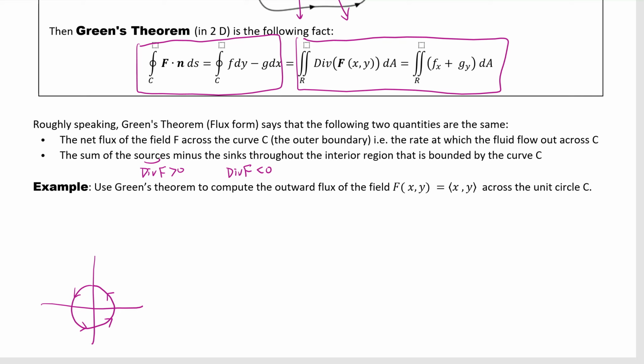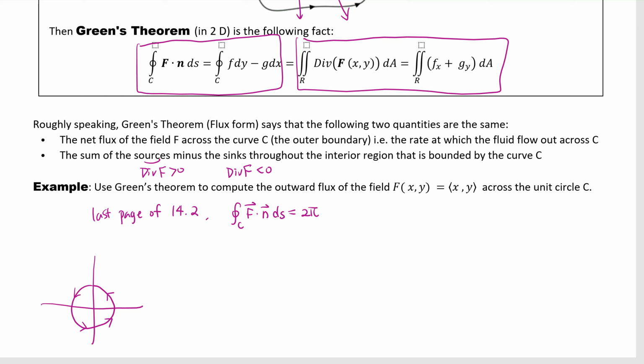Let's see, where do we calculate it? We calculated it on the last page of section 14.2, when we talked about circulation and flux. Let me remind you, we have the parameterization cosine t, sine t, and then we calculate the flux, which equals 2 pi. Okay, so this is what we had before.